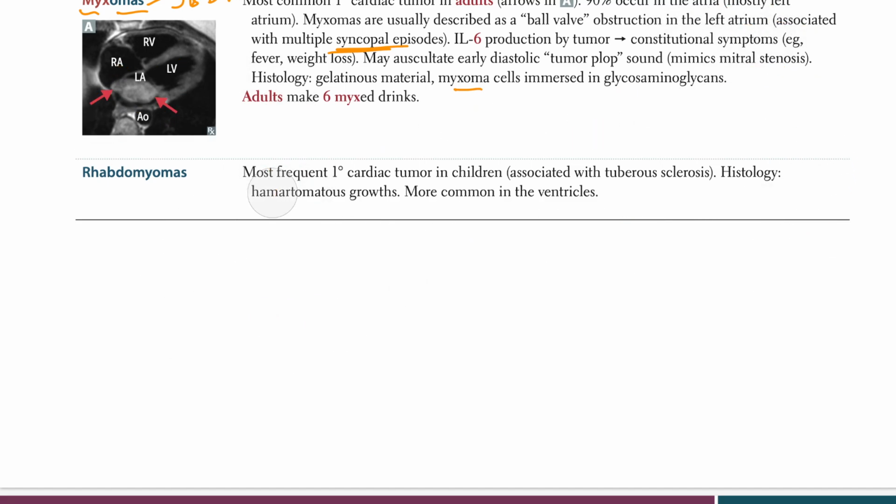Now let's look at the actual high yield point. That is going to be your IL-6. We talked about it. That's going to cause constitutional symptoms. On top of that, you would have an increase in VEGF, vascular endothelial growth factor, which causes angiogenesis. So in these patients, there's going to be increased angiogenesis at the local tissue.